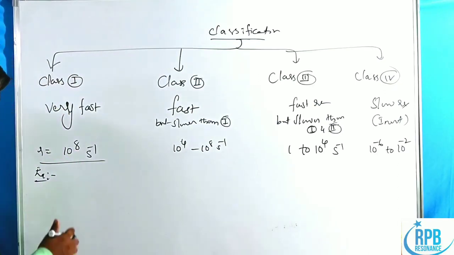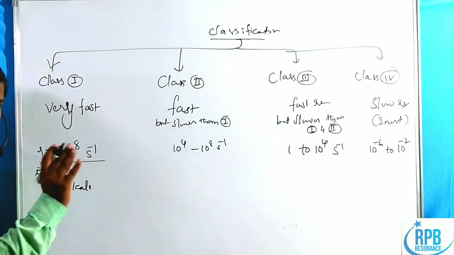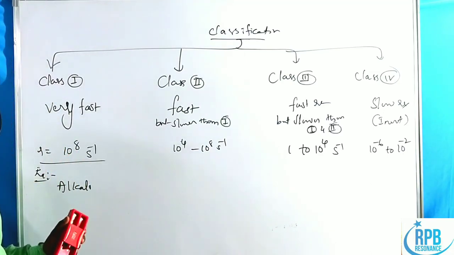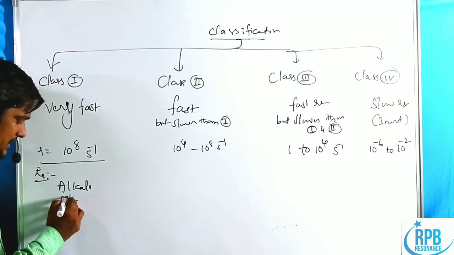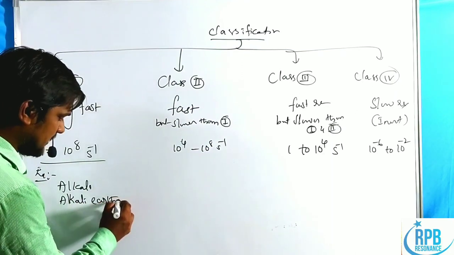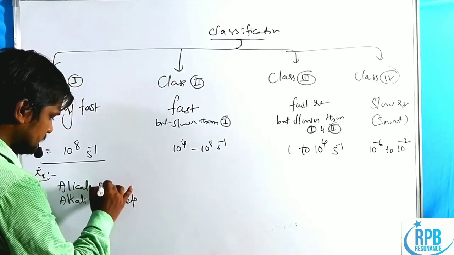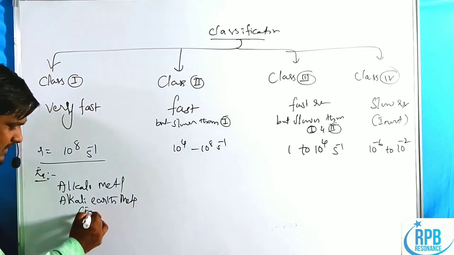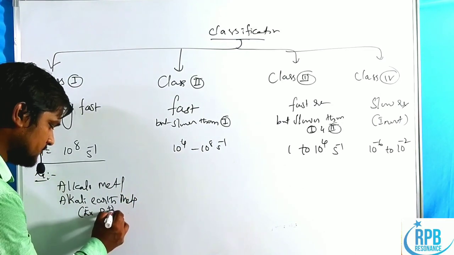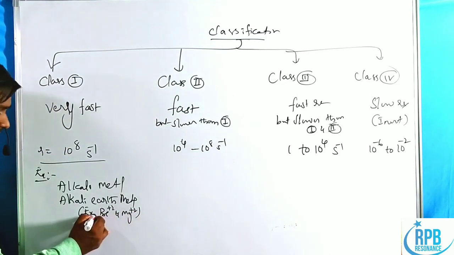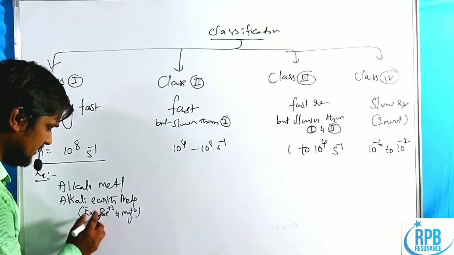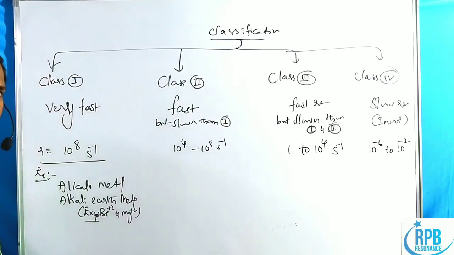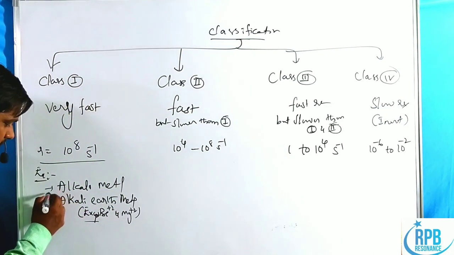Now let us go through the examples and the classification of these four classes. First, the alkali metals, the plus 1 and plus 2 elements, that is alkali as well as alkaline earth metals. In the case of alkaline earth metals, the small-sized beryllium plus 2 and magnesium plus 2 do not lie in the range of 10 to the power 8 per second, so these are exceptional. Except these two, all alkaline earth metals are classified in the first class.